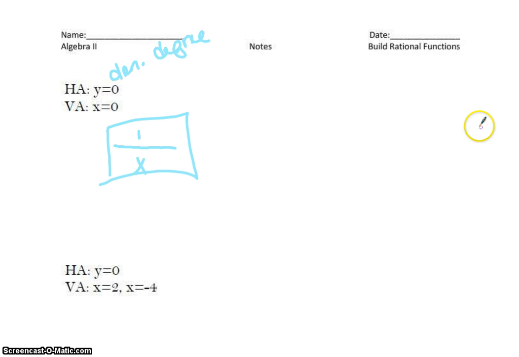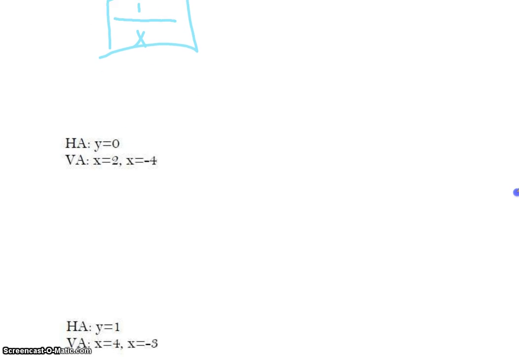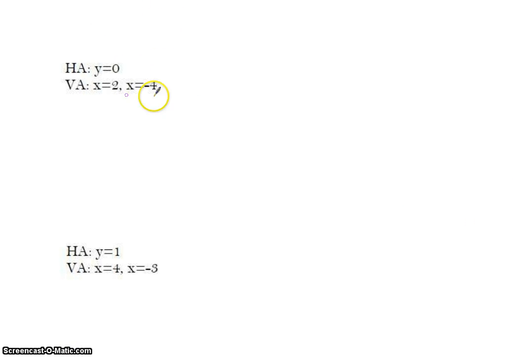Looking at the next one, it's going to be a little bit more work. You have two vertical asymptotes. Remember, a vertical asymptote goes in the denominator. You're going to use the opposite sign, so this is going to become x minus 2, because when you moved the 2 over it would become positive, so you always use the opposite sign. So x equals negative 4 means we're going to have an x plus 4 in the denominator. There's no holes, so we're ready for our horizontal asymptote.